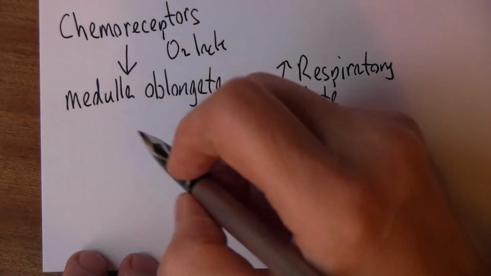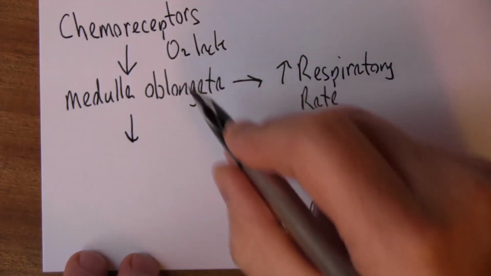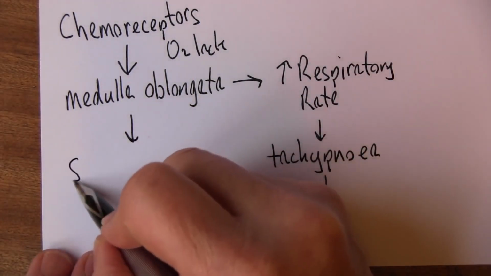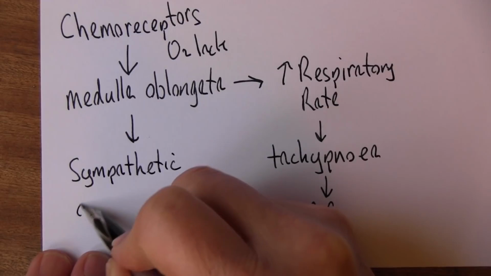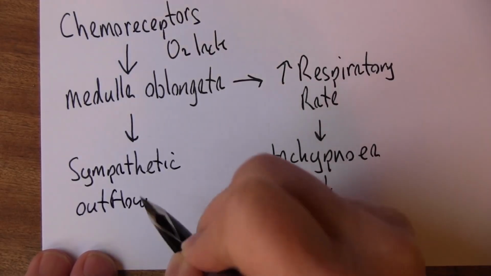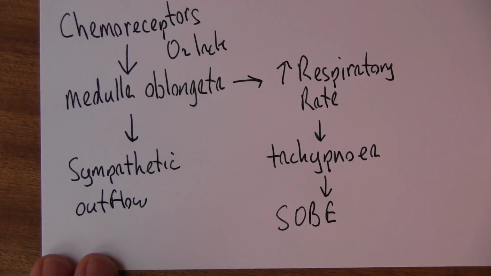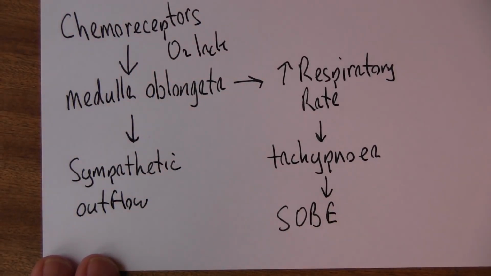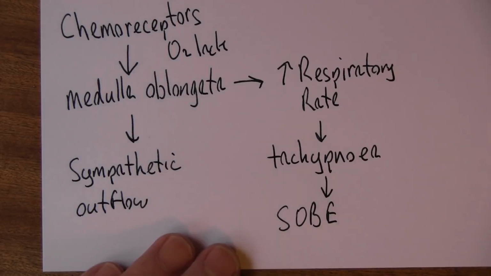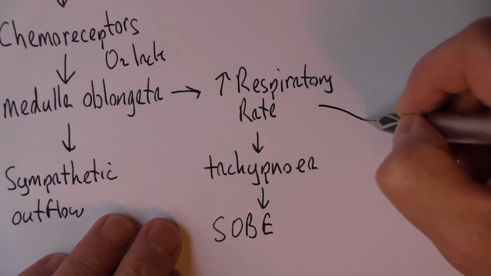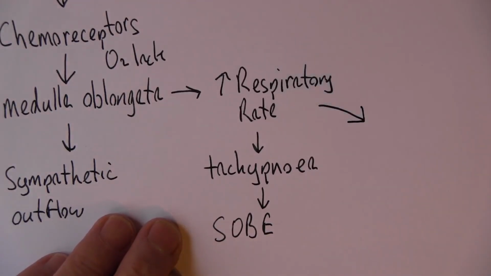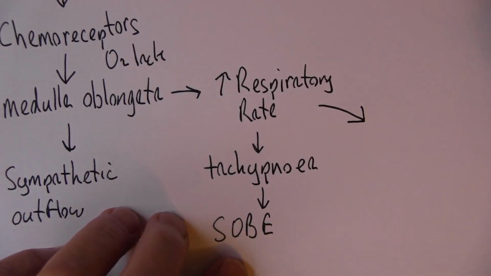And as well as that, the medulla oblongata, when it detects oxygen lack, is going to increase overall sympathetic outflow. There's going to be an increase in sympathetic activity. Let's just carry on with the increase in respiratory rate first. If there's an increase in the respiratory rate, that is a tachypnea. The patient is breathing faster, and especially short of breath on exertion.